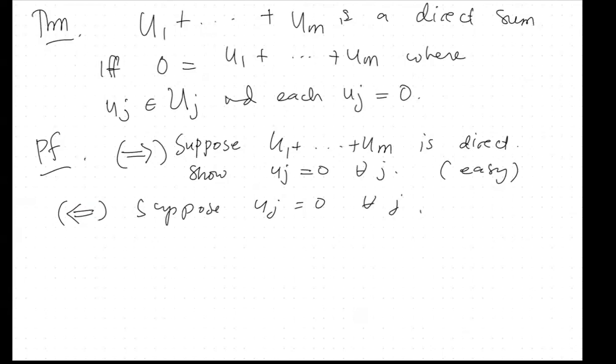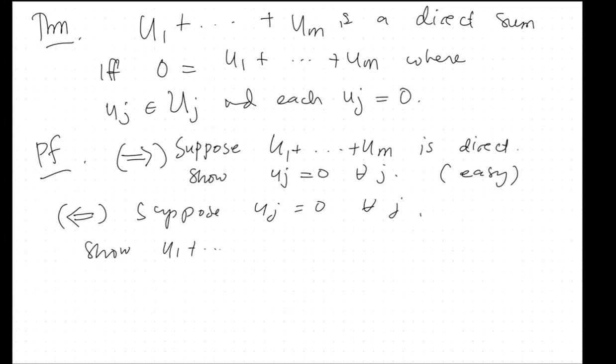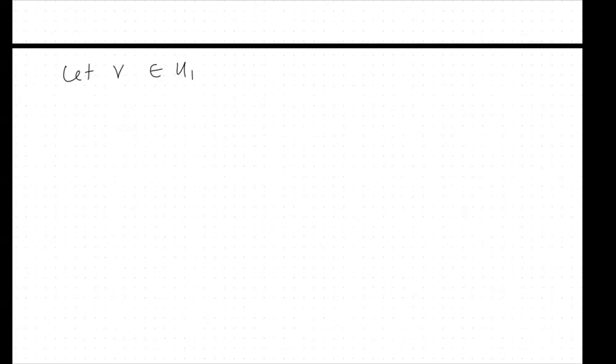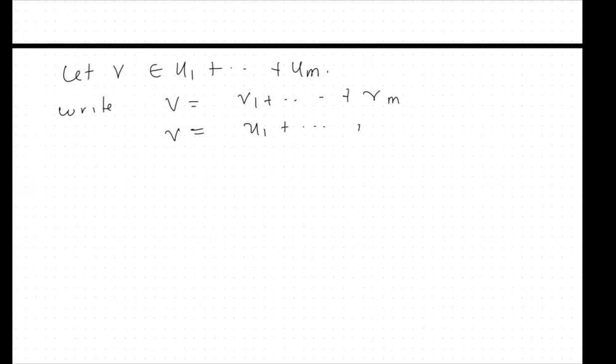Now, suppose that uj is equal to 0 for all j, as stated above. Now, we want to show that U1 plus up to Um is a direct sum. That means that we have to show unique representation. Okay? So, let v be an element of the sum, and then write v equal to v1 plus up to vm, and write v equal to u1 plus up to um.